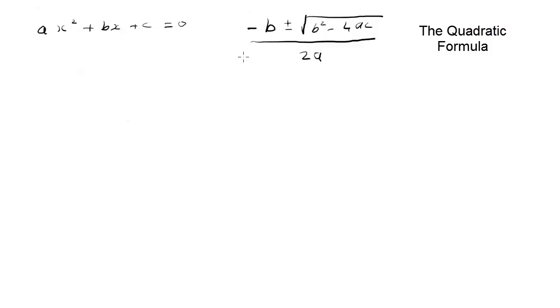Now, let's just address one thing. What does this plus or minus mean? This plus or minus means that we need to do two calculations. We need to do one calculation where we see this with a plus, and one calculation where we see this with a minus. Now, let's see an example.